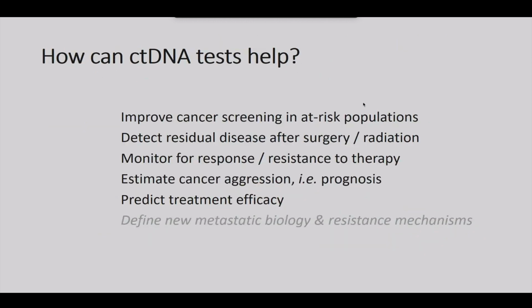So I'm going to run through a few different areas where ctDNA tests are poised to help in the clinic. They're listed here, and I'll run through them one by one.